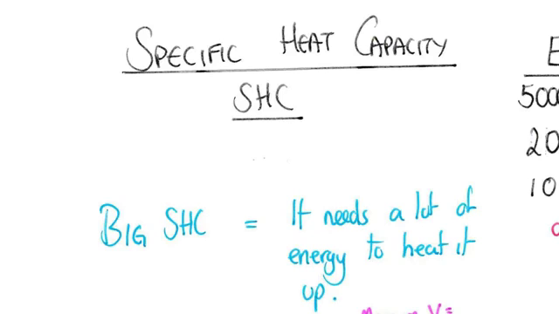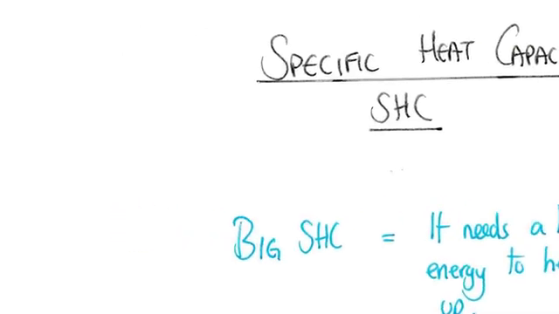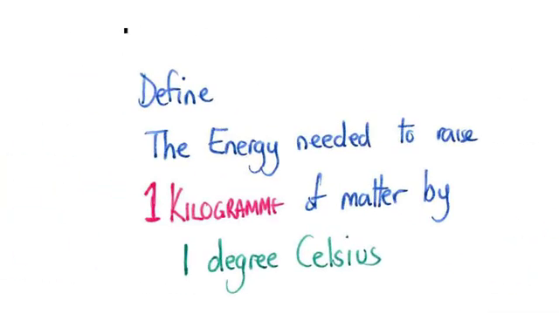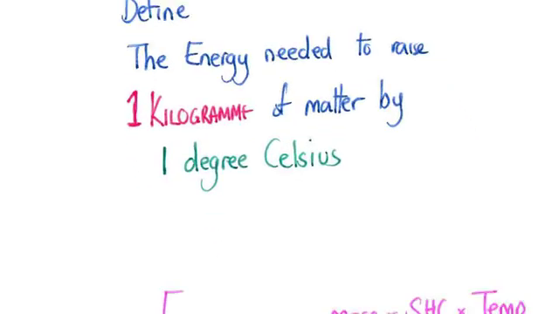Obviously, if you've got a big object, it's going to take a lot more energy than a small object. But like for like, if it's got a big specific heat capacity, it takes a lot more energy to heat it up. So if they ask you to define it, you should define it like this. You should be able to quote this. It's the energy needed to raise 1 kilogram of matter by 1 degree Celsius. That is what we mean by specific heat capacity.